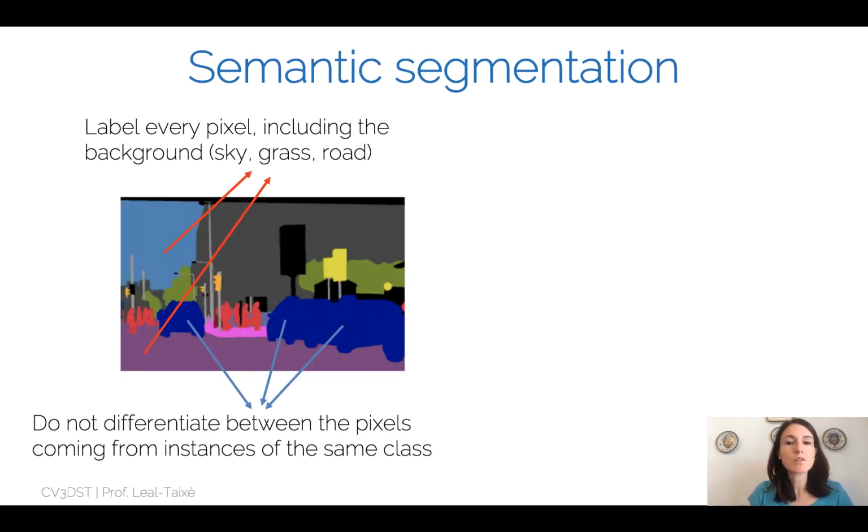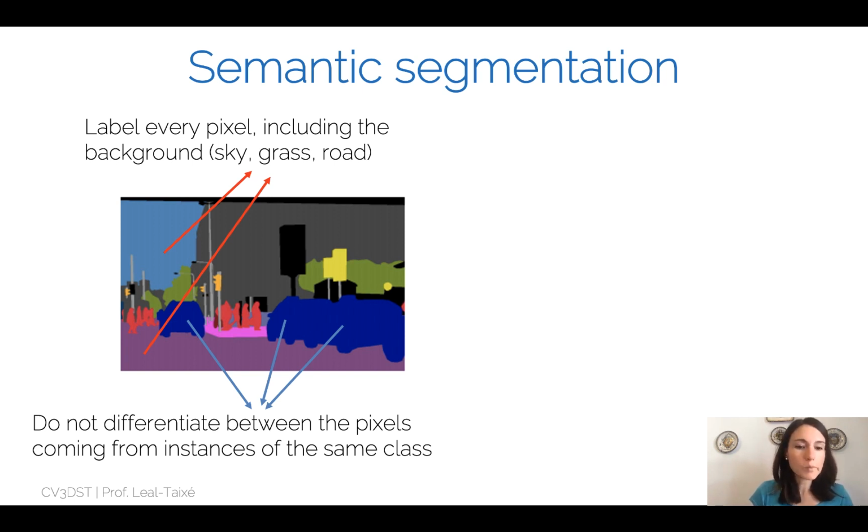So in the last lecture we saw what the task of semantic segmentation is. Essentially what we want is to label every pixel, including the background, into a semantic class. So we want to label a pixel into sky, grass, road, but also into objects that at the time of doing semantic segmentation we're not really counting. So essentially all the pixels that are coming from different instances of the same class are labeled with the same label in the task of semantic segmentation.